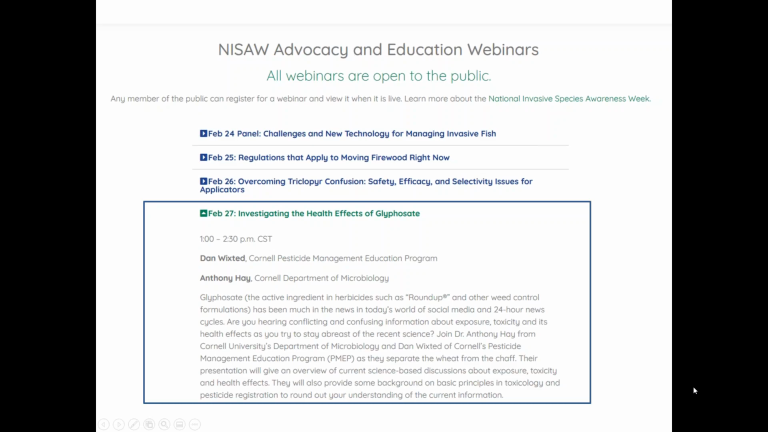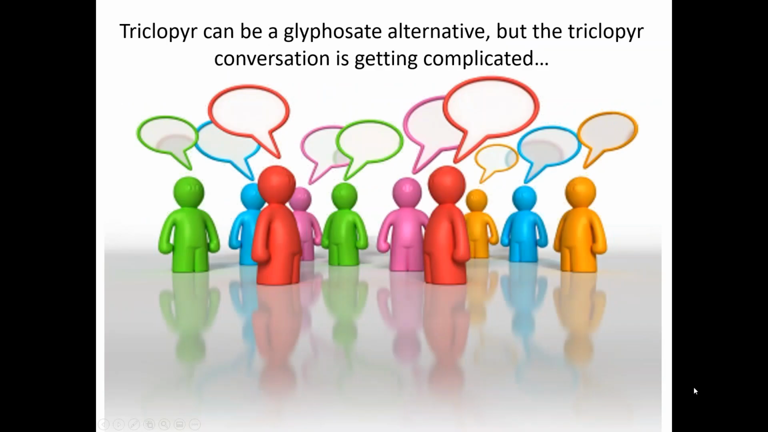So giving a little prop for tomorrow, and let's jump into Triclopyr, because it can be a glyphosate alternative for many, many invasive plants we face. However, the conversation is definitely complicated. We've talked about what we call Garlon 3A for years. We've talked about Garlon 4 or Garlon 4 Ultra. Pathfinder 2 is a version of that.